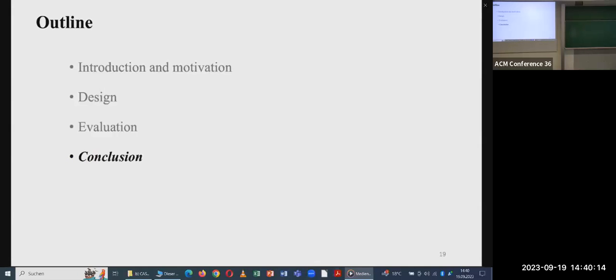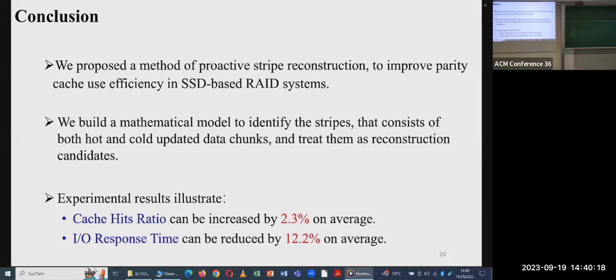Finally, let me make a brief conclusion on this work. We propose a method of proactive stripe reconstruction to improve parity cache use efficiency in SSD-based RAID systems. We built a mathematical model to identify the stripes that consist of both old and cold updated data chunks, and treat them as reconstruction candidates. Experimental results illustrate the cache hit ratio can be increased by a percentage of 2.3 on average. Our response time can be reduced by a percentage of 12.2 on average. Thanks.